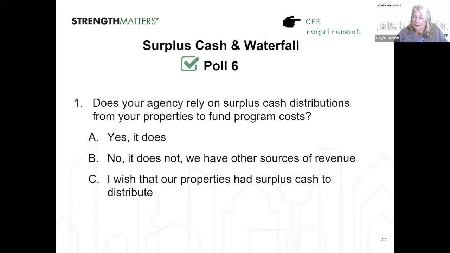So we're going to our last poll question for today. Does your agency rely on surplus cash from your properties to fund program costs? So yes, it does. No, it does not, which would be awesome. Or I wish that our properties had surplus cash to distribute. Some of you may be in that boat. Hopefully not. Hopefully you have surplus cash.